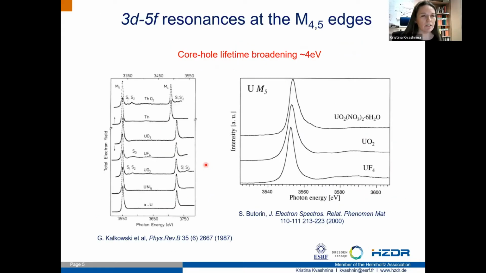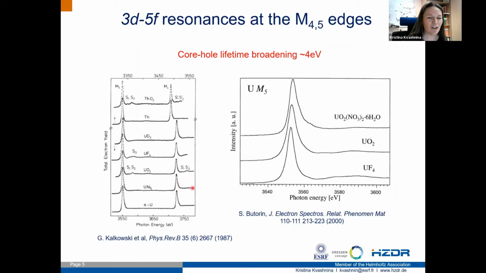Let's look back a little bit at some history, at what was really done at the M4 and M5 edges of the actinides. I believe the first paper published about it that I found is from 1987. In fact, it's a really nice review by Kalkowski, where he reports different absorption edges of the actinides which you can record, including the soft X-ray, tender, and hard X-ray transitions. So here on the left side, you see the data, M4 and M5 at the same time.